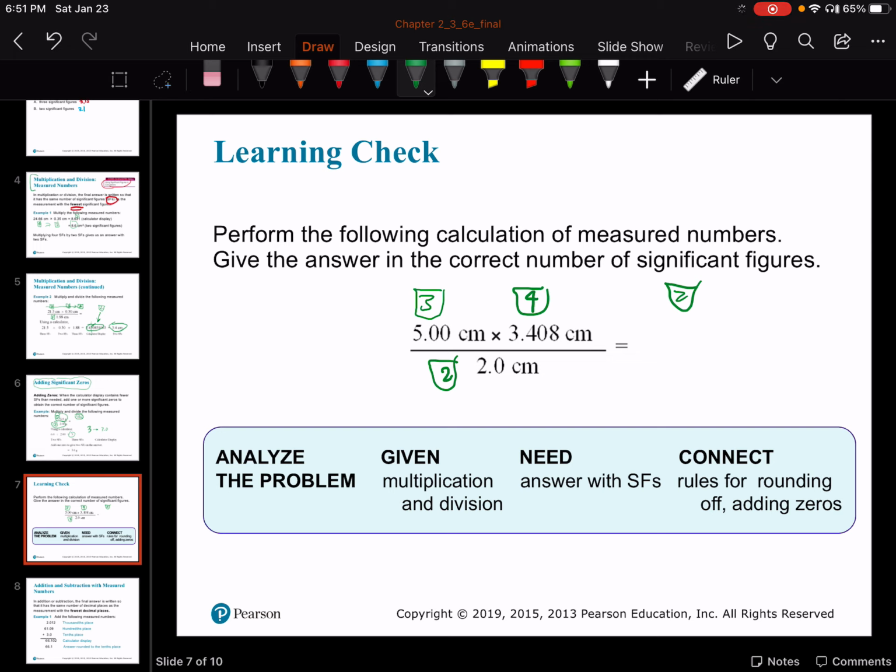Let me grab my calculator real quickly. I meant to have it here with me. It's going to take me just a second.